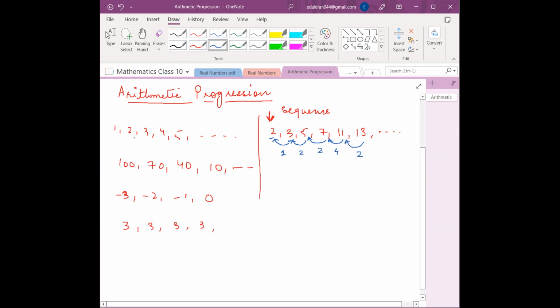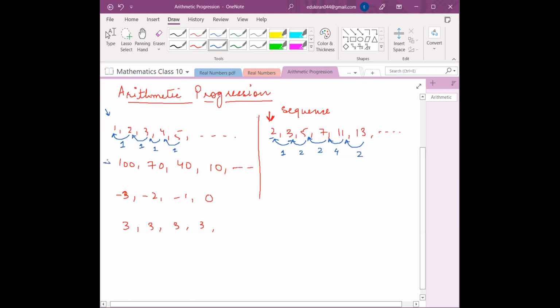Now come back here, 1, 2, 3, 4, 5, the left hand side, this one. Now you subtract this number from this. What will you get? 1. Similarly, the difference here is 1. You take any term, you get the difference 1, right? So you can see, if we add 1 to every term, we get the next term. So there is a pattern which is being followed here, right?